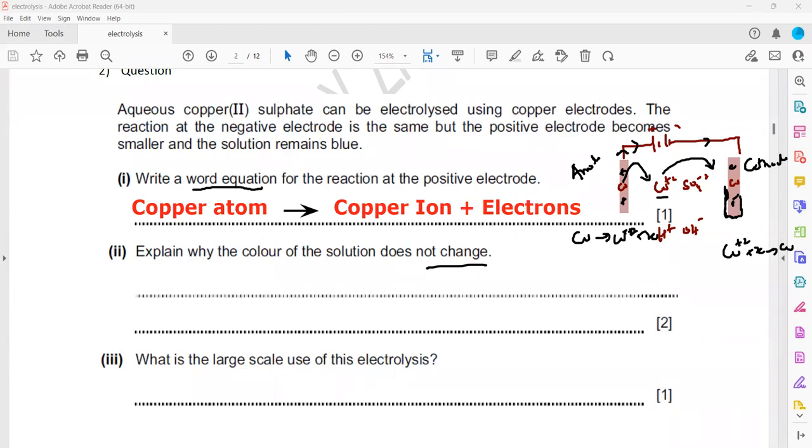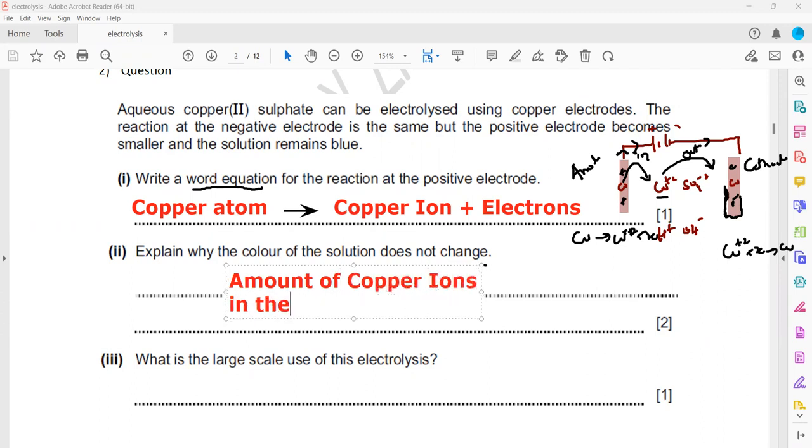So the concentration or amount of the copper ion does not change, or the number of copper ions which are going out from the electrolyte is the same as the number of copper ions entering the electrolyte. So the answer here is that the concentration of the copper ion, or amount of copper ion, you can also use, in the electrolyte does not change.